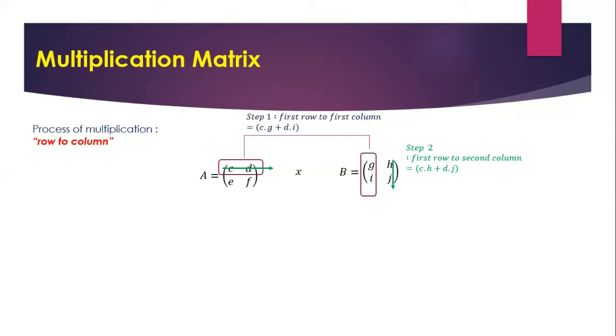Next, go to the next step. The E, F components go to G, I components. The product is E times G plus F times I.